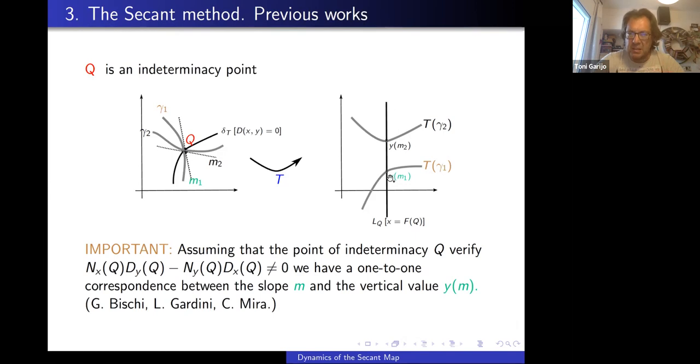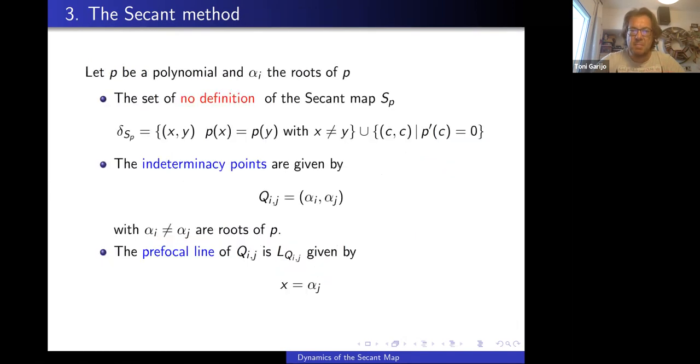But I don't enter into details of this part. So we can apply this general theory of planar maps with denominator to the secant map. In the case of the secant map, as we mentioned, the set delta, the set of no definition, is formed by the pairs of points x and y such that they are different but the image is the same. In this case, the sum on the denominator is 0.